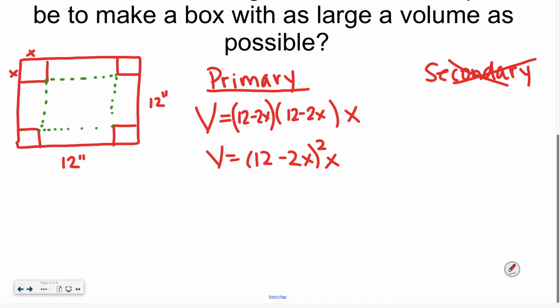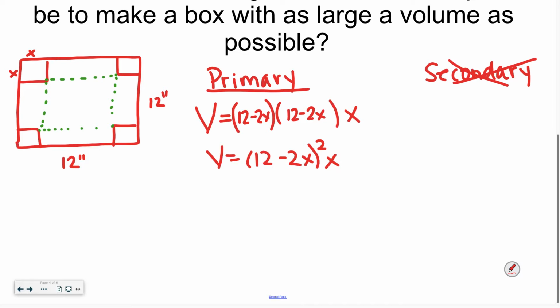Okay, so once we have our equation set up and we want to find the maximum, what do we need to do? Find the derivative. We need to use our first derivative test. Now, here's where you have options, right? You can choose to multiply this all out and use the power rule 3 times, or we can use the product rule. What would you like to do? Do the product rule? Okay, let's do it.